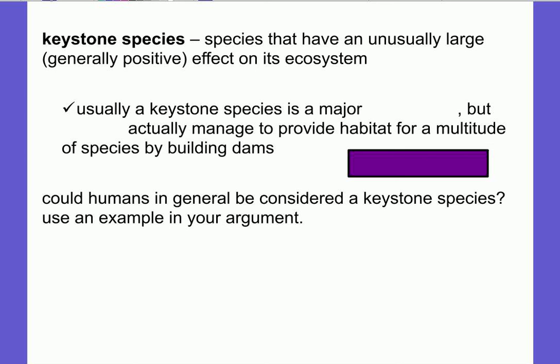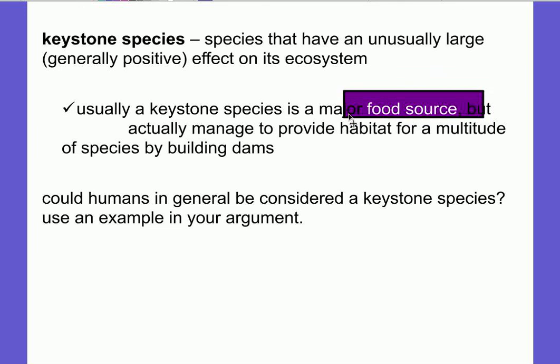So there's two different routes that you can go here. Usually that keystone species would be a major food source. So for us, in our ecosystem that we live in, our neck of the woods in Nebraska, we live in a grassland. So that keystone species is pretty obvious, it's grass. Without the grass, we couldn't feed the cows. Without the cows, a lot of us couldn't make a living. So it's pretty important to us as a whole. So that keystone species in our area is that grass.